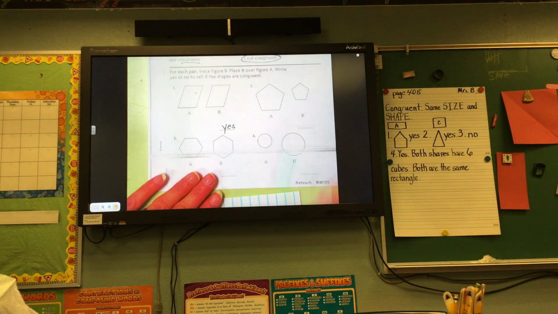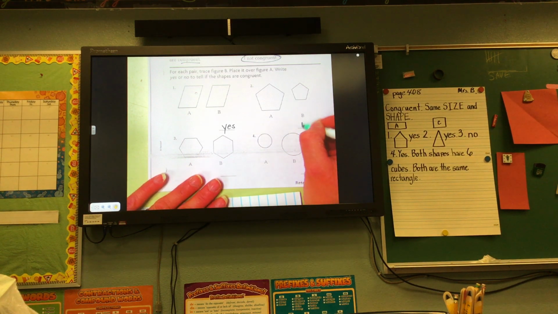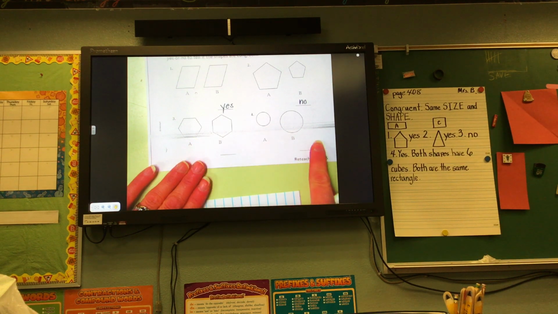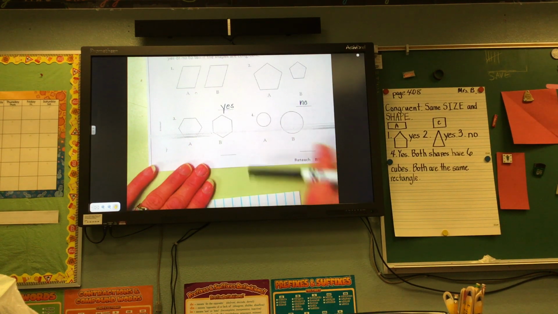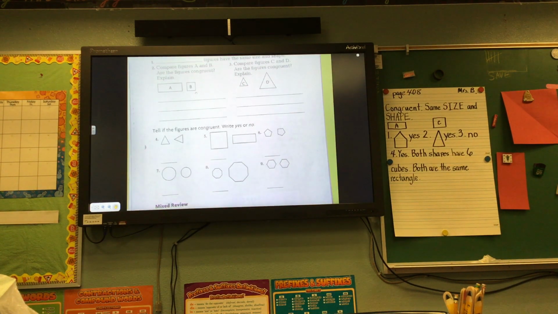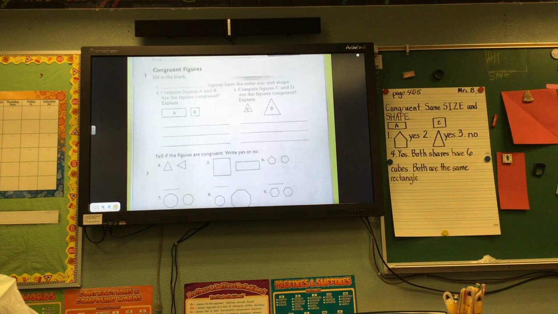Take a look at number 2. I see the same shape, but are they the same size? If you said no, you would be correct. Now I'm going to let you guys think about 3 and 4 on your own. See what you think. Be careful with number 3. If you need to trace, you can. And then on the back, let's take a look at some of these answers here.